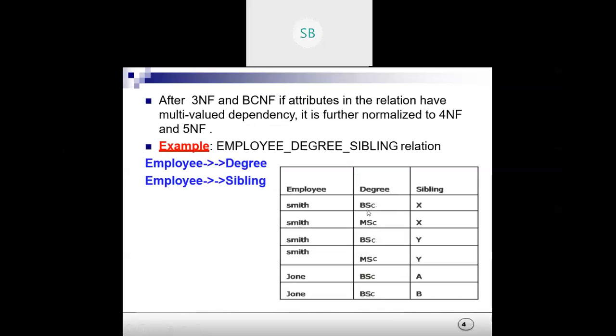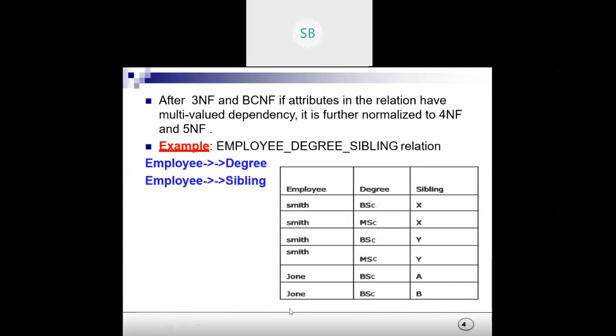Smith is having multi-valued attributes. How do you store multi-valued attributes in first normal form? If you remember, we need to represent them separately. You may ask me, ma'am, can BSc and MSc be stored together? It is not possible. In first normal form itself, it will be divided this way. For BSc also, for sibling, we have to write X. For MSc also, we have to write X. For BSc, why? Because there are two degrees and there are siblings, so we have to distribute it, we have to break it. It means each field should contain a unique value.